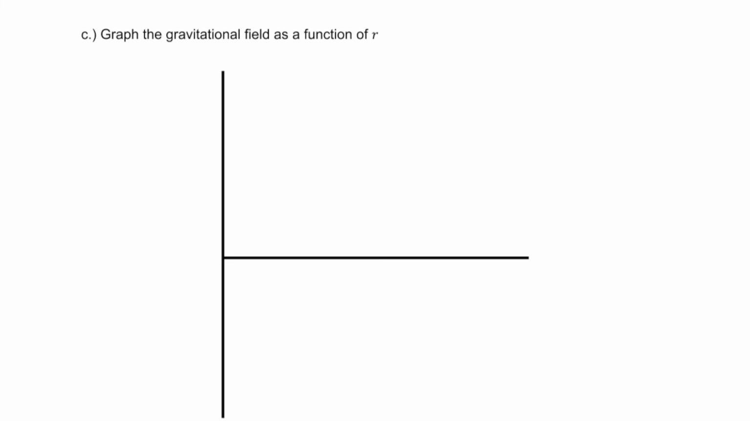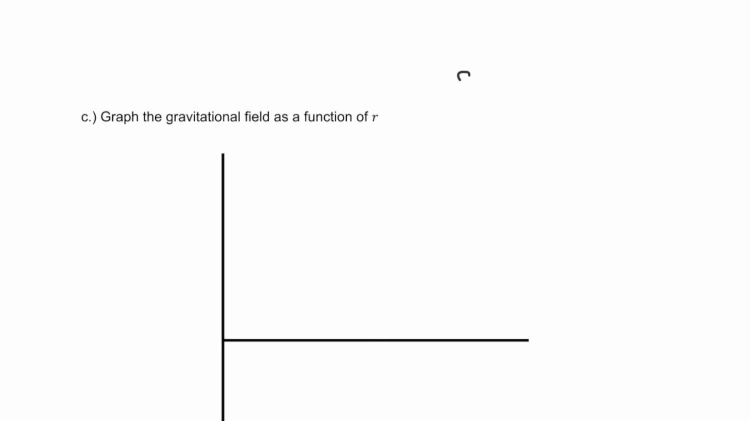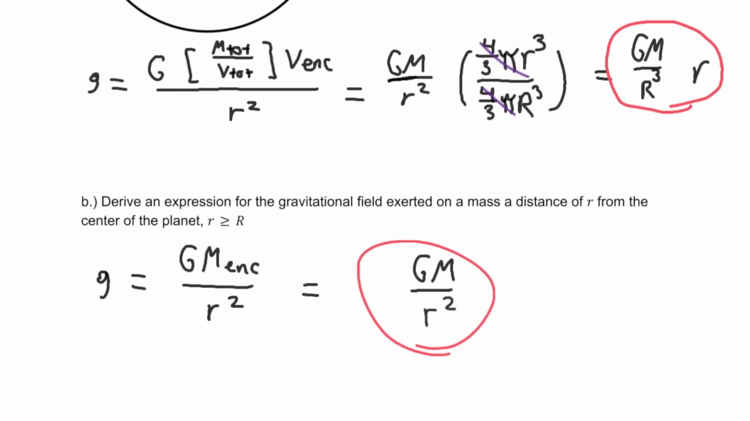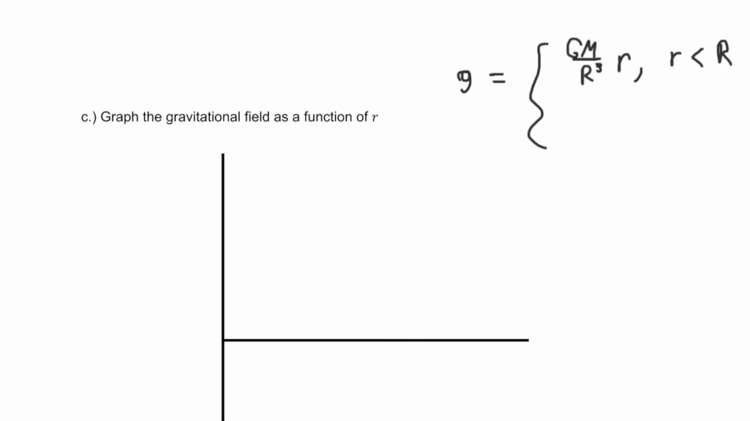Now let's graph the field as a function of r. So we see that there's a really critical change point here. So we said that g is equal to GM over R cubed times r if r is less than big R. And we said that little g is equal to GM over little r squared if r is greater than or equal to R.